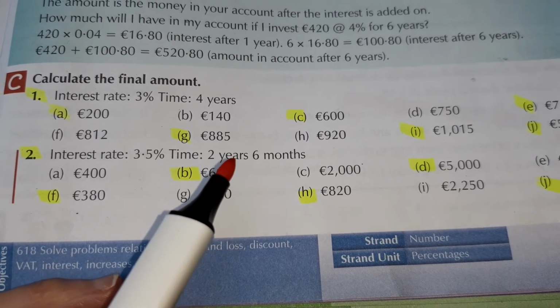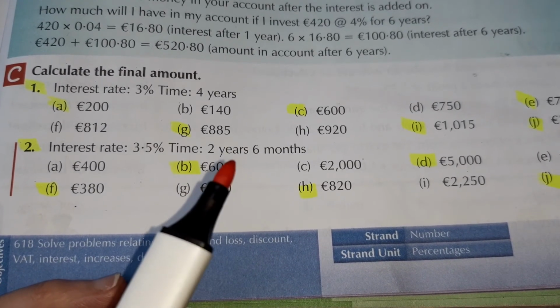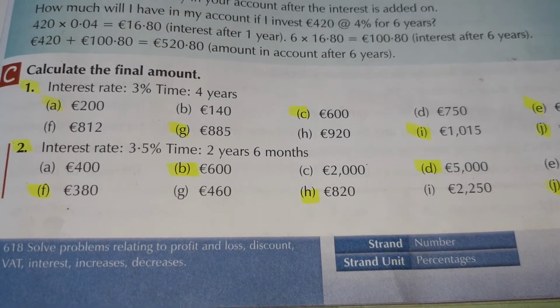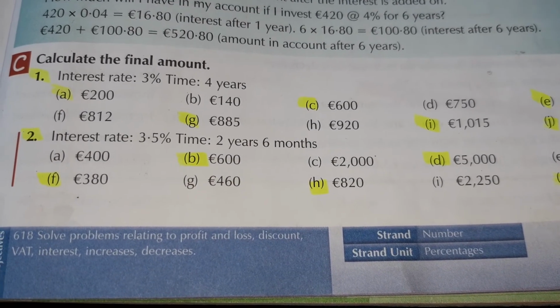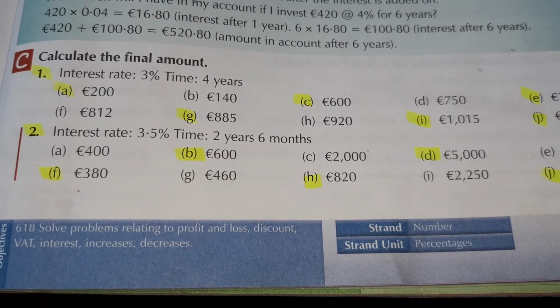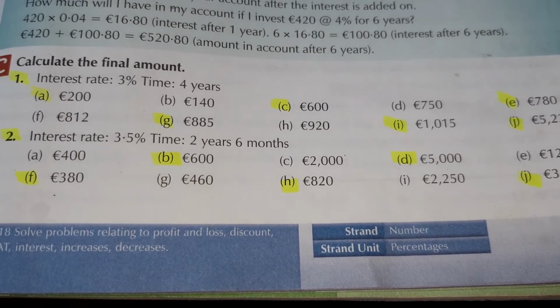0.035. And it's 2.5 years. So you'll have to find out what is the interest per year, half it to find out the 6 months, and then times it by 2 and add on the half for those ones. I'll do an example of those ones maybe.